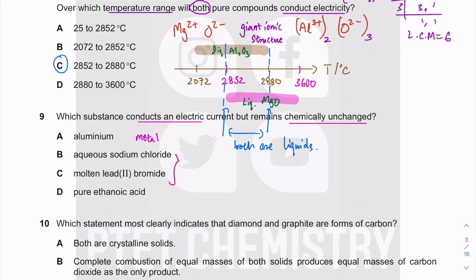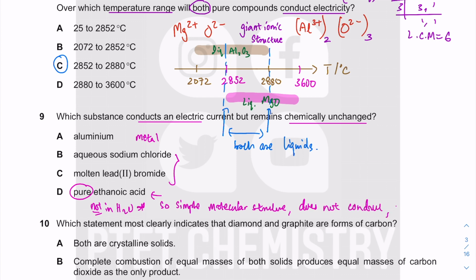Whereas for this and this, well, this thing is pure, not in water. So it is a simple molecule. It has a simple molecular structure. Does not conduct. You might think that it has H+, but no water. No H2O, no H+, therefore it cannot conduct. So D is definitely out.